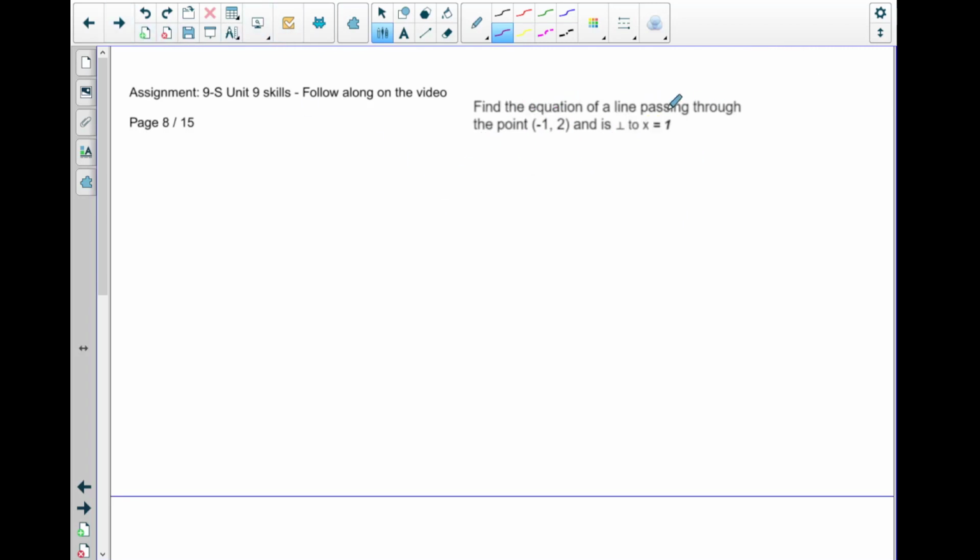Find the equation of a line passing through the point -1, 2 and is perpendicular to x equals 1. Okay, so same thing I'm going to do again. Again, there's a much quicker way to do this, but this works out perfectly and it helps you understand it better. So x equals 1 is this line here, right? X equals 1. It's a vertical line passing through this point here. Okay, and there's a point -1, 2. In fact, it's the same point we had before. Okay, there's -1, 2, right? -1, 2. And you want to find a line that's perpendicular to a vertical line.